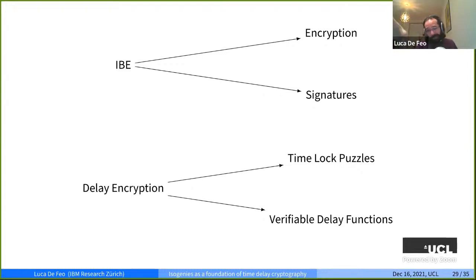So as I promised to you, delay encryption is a primitive which generalizes at the same time both time lock puzzles and verifiable delay functions, in a way which is analogous to the way that identity-based encryption generalizes both public key encryption and signatures. Now, how IBE generalizes public key encryption is pretty obvious. How IBE implies signatures is maybe slightly less known, but it's a very old trick which was already presented by Boneh and Franklin in their seminal IBE paper.